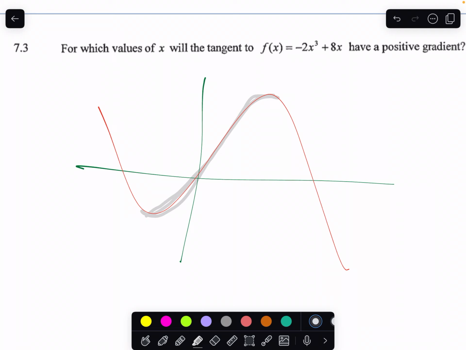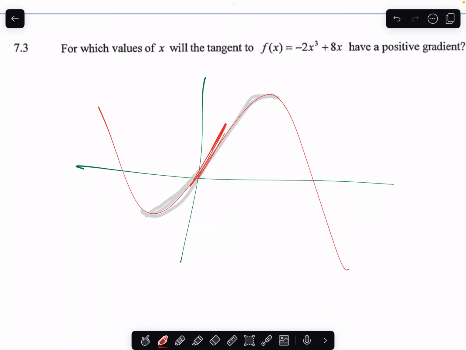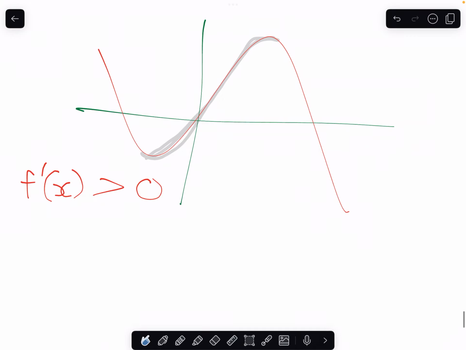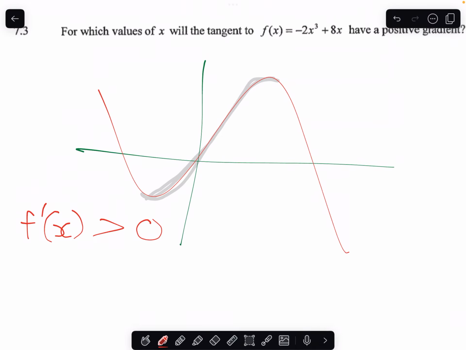Because if you pick any point on that trajectory, your tangent is looking something like that or like that. But if you pick a point here, then your tangent is looking downward, or like here, etc. So we are looking for the places where the first derivative of f is positive. So let's find what that first derivative is. It is negative 6x squared plus 8.